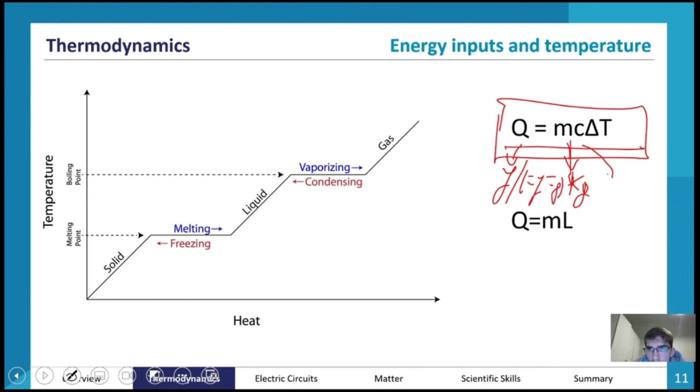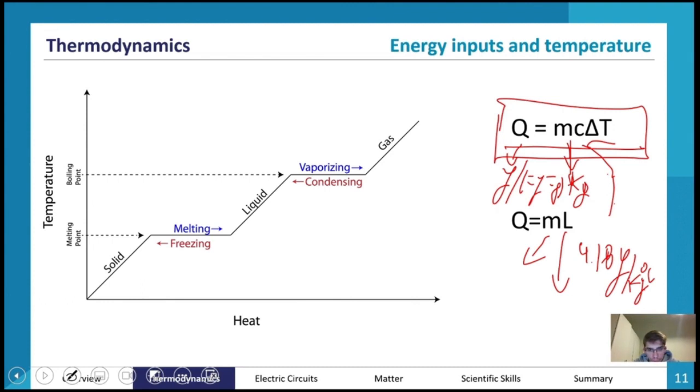C is the specific heat capacity, for example, 4.18 joules per kilogram degrees Celsius. Delta T is the change in temperature. M is the mass, L is the latent heat of fusion. Now, let me double check the specific heat capacity of water. The reason I have put the kilograms or grams, joules or kilojoules, is because you can actually convert between them.